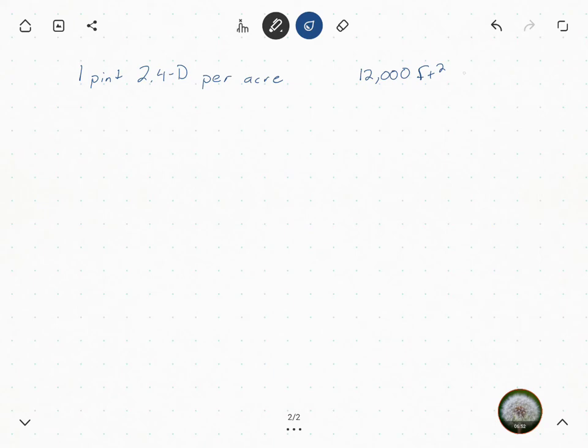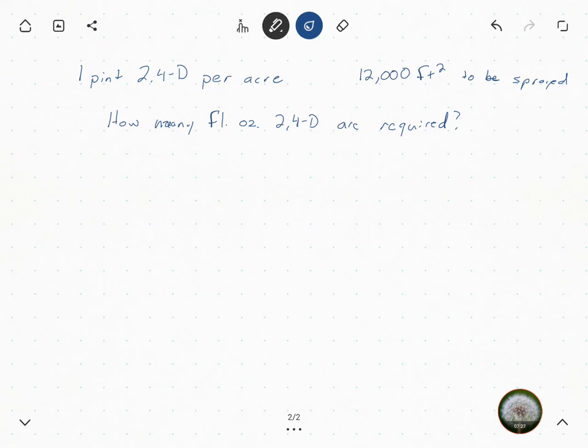So this is the area that is to be sprayed. And so the question then that we're going to ask here is how many fluid ounces of 2,4-D are required? And this is a pretty basic question because we need to know how much it's going to actually take to cover the area that we're going to spray.